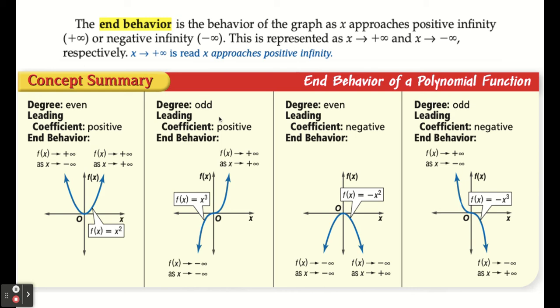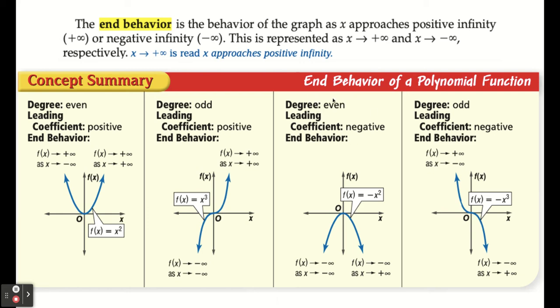Now when you deal with an odd degree polynomial with a positive leading coefficient, on the left side, f of x heads to negative infinity as x goes to negative infinity. And to the right, f of x goes to positive infinity as x goes to positive infinity.